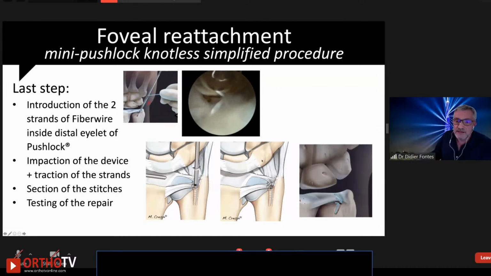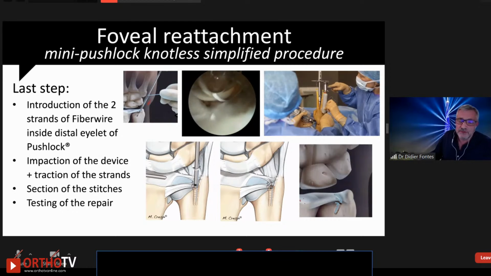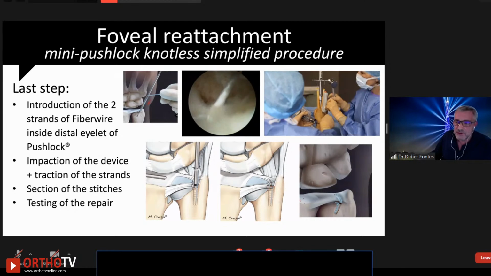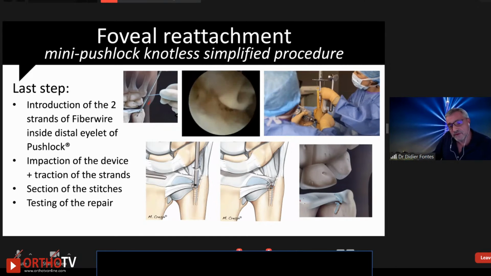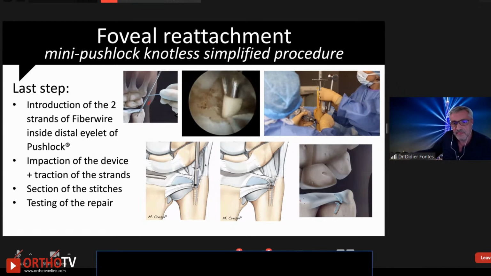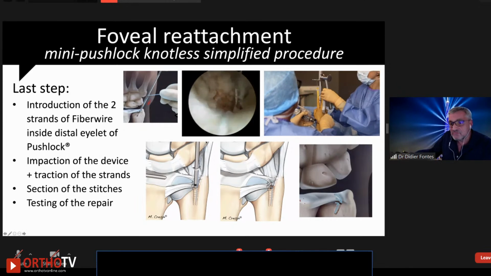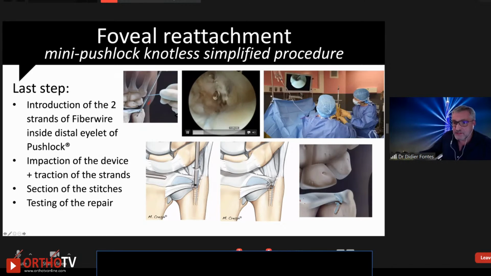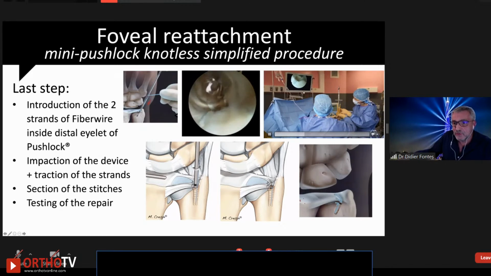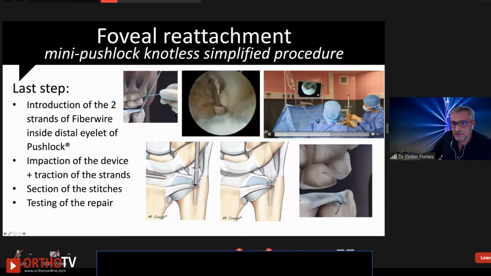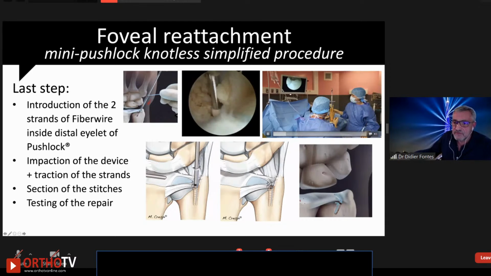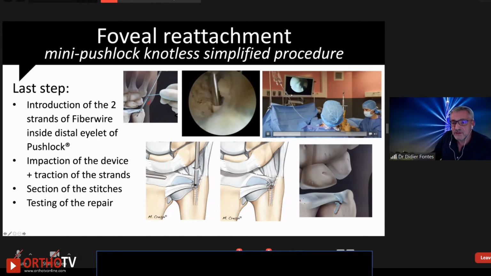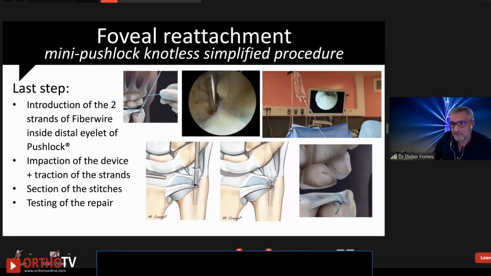And then your assistants just have to put some tension on the lesion to introduce the device completely inside the foveal hole that you have made. You can see here on the left. It's very, very easy. And after, you just have to cut the suture, and you see you have no knot inside, no bad tissue that can create some adverse reaction. And then you can assess with a probe that you have a good trampoline sign, and there is no more hook sign or ghost sign.